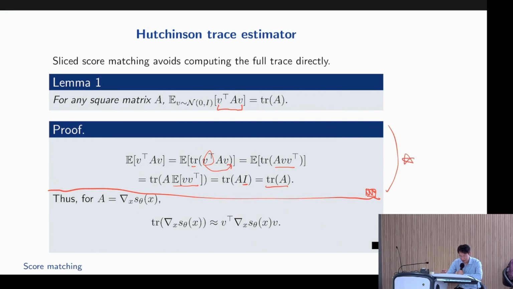So for our case, A is the gradient of the score network. So the trace of the gradient of the score network, the Jacobian, we're going to replace with a sample V transpose, gradient of the score network, V, which can be computed efficiently because V here is just a vector.